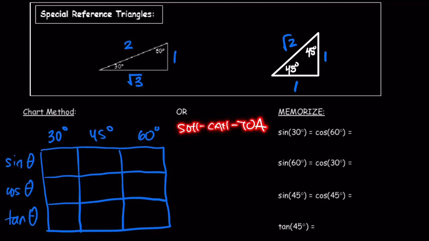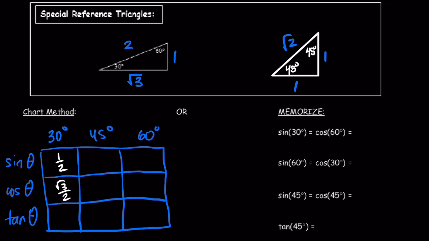which you definitely need to know for this unit, and you take a look at 30 degrees, sine is opposite over hypotenuse. So from here, opposite over hypotenuse, that's going to be 1/2. Well, cosine is adjacent over hypotenuse. So from 30, adjacent is square root 3. Hypotenuse is still 2, so that's square root 3 over 2.